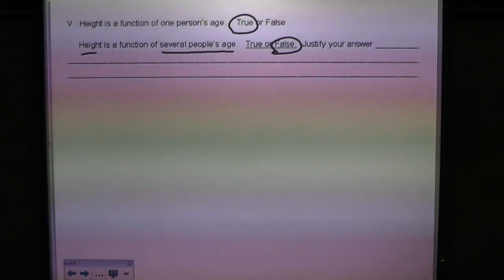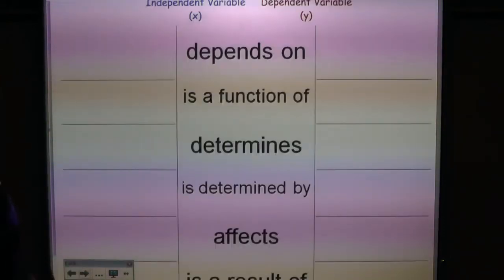Your height is not dependent upon other people. It depends on your age. That is your justification. Say it again. Your height does not depend on other people. It depends on you only. Alright.